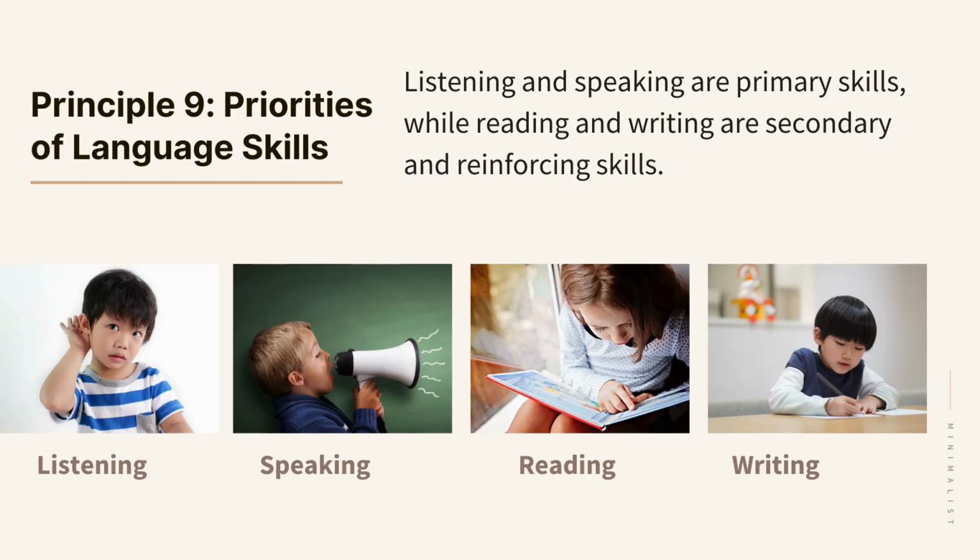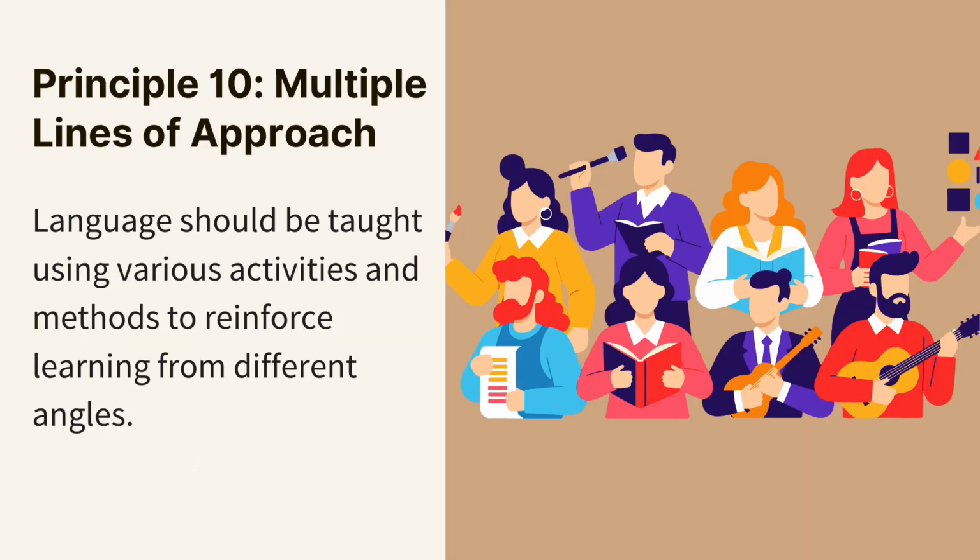The ninth principle explains skill priorities. Listening and speaking are primary skills, while reading and writing are secondary and reinforcing, with writing introduced after reading. The 10th principle highlights multiple approaches. Language should be taught using various activities such as speaking, reading, writing, grammar, and exercises connected to a topic.